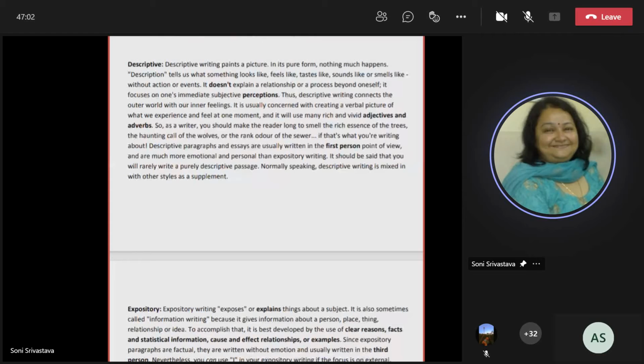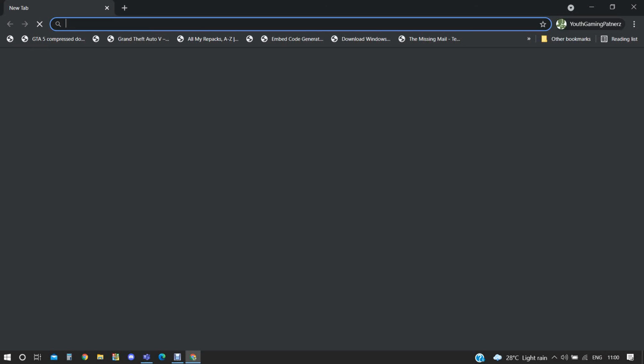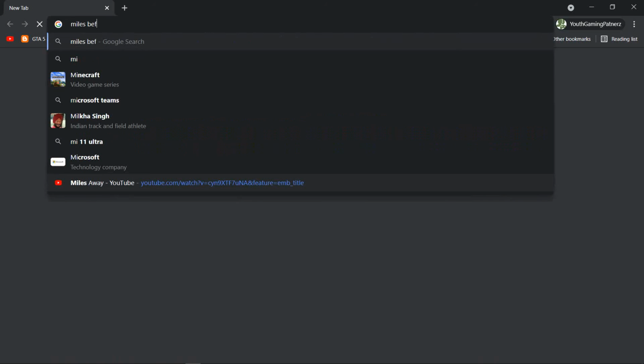It is usually concerned with creating a verbal picture of what we experience and feel at one moment, and it will use many rich and vivid adjectives and adverbs. So, as a writer, you should make the reader long to smell the rich essence of the trees, the haunting call of the wolves, or the rank odor of the sewer. That is what you are writing about.